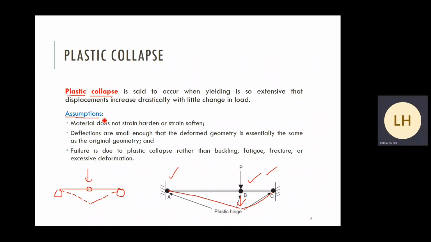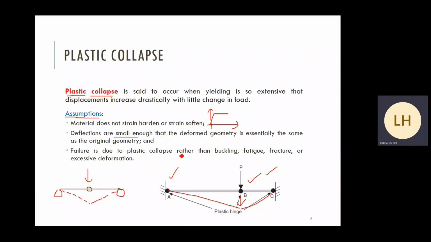There are some assumptions to achieve these plastic collapse conditions. As I mentioned before, we consider a bilinear model. We ignore hardening, we ignore softening. We consider a bilinear model, only considering the yielding. And we use the small deformation theory, assuming that the deformation is still relatively small, so that we can ignore the large deformation behavior.